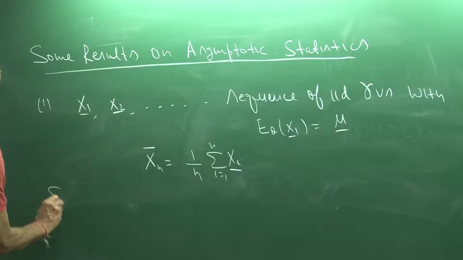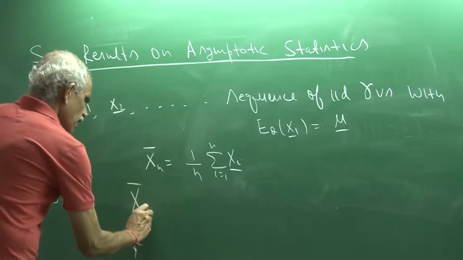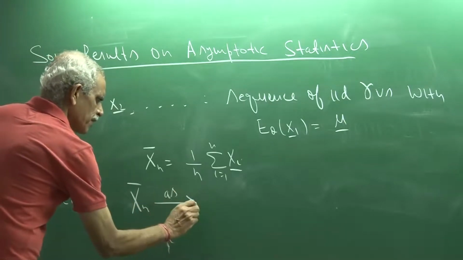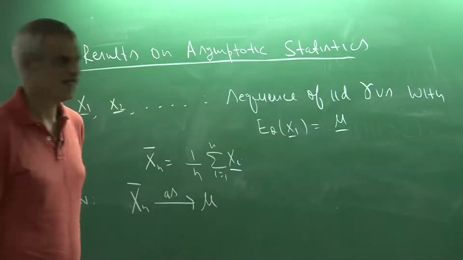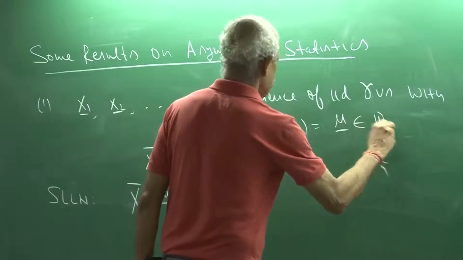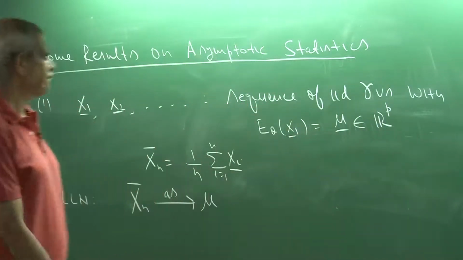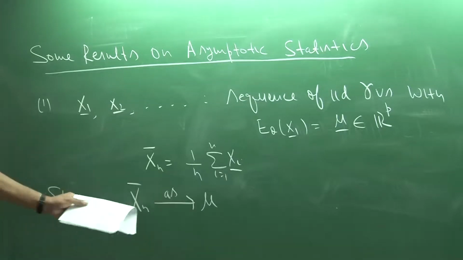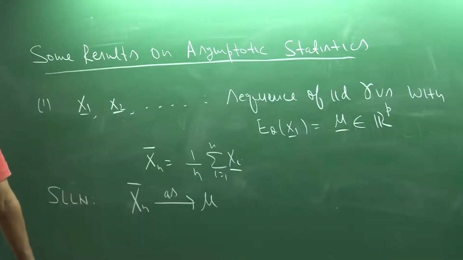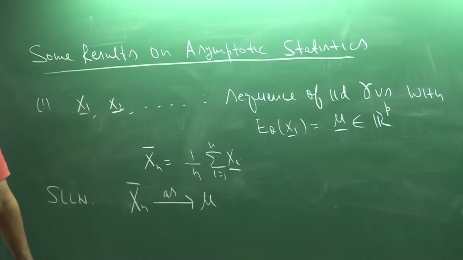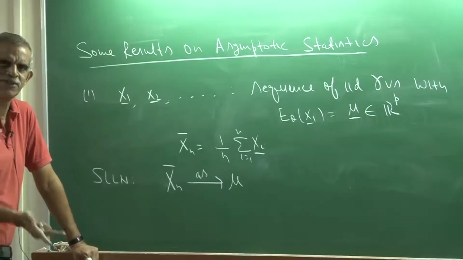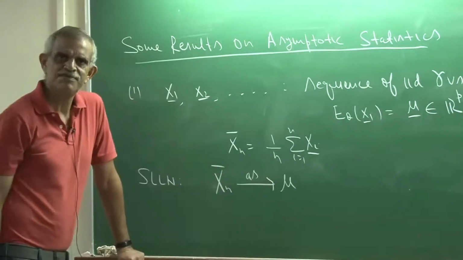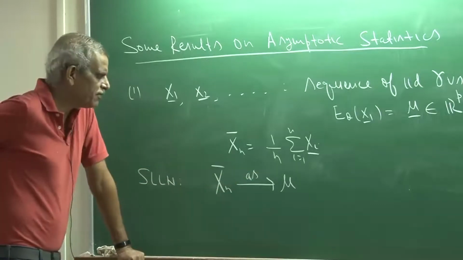So the strong law of large numbers says x bar n goes almost surely to mu, of course provided all these quantities are finite, so that means mu belongs to Rp. Strong law of large numbers says that the vector of sample means will go to the population mean, and that makes sense because as n goes to infinity, you are essentially exhausting the whole population, and that is as good as the population mean. So this is very intuitive.